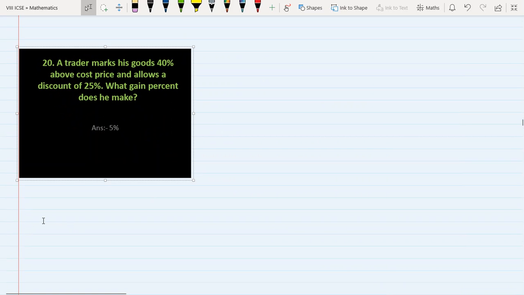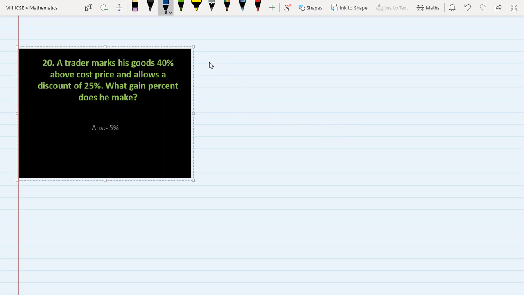A trader marks his goods 40% above the cost price. Now see, this is the play of percentage which is happening. Now the questions will become a little trickier, so please pay attention. A trader marks his goods 40% above the cost price and allows a discount of 25%. What gain percent does he make? Beautiful question, because it is tricky, right?